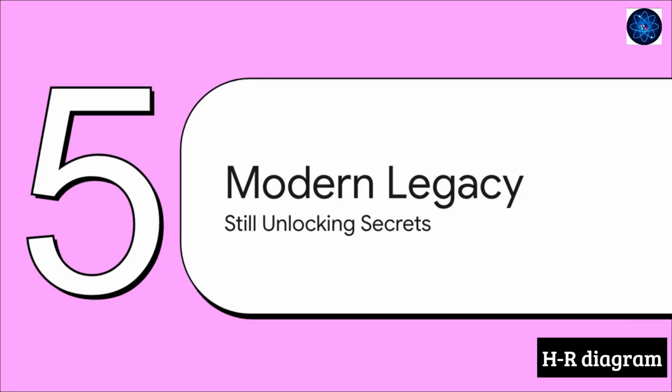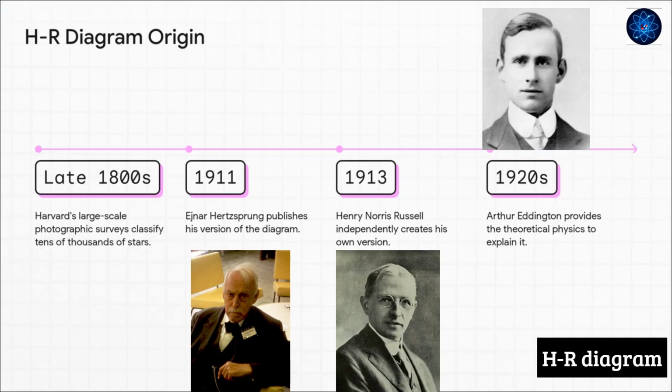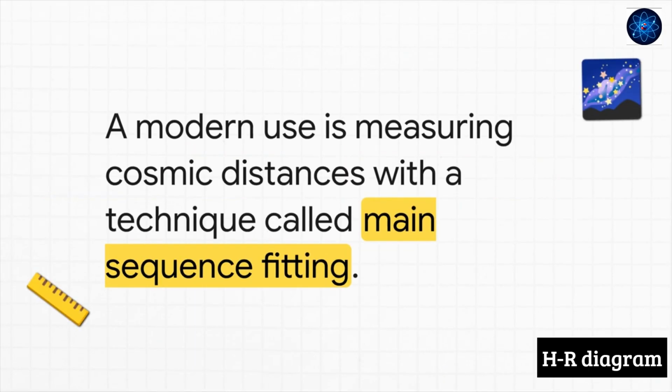And what's really amazing to me is that even now, over 100 years later, this map is still one of the most important tools astronomers have. I mean, its creation was a real team effort, building on these huge star surveys from Harvard. But the chart itself was independently put together by two guys, Hertzsprung in 1911 and then Henry Norris Russell in 1913. It wasn't until a bit later that Eddington came along and gave everyone the stunning physics that explained why it worked.